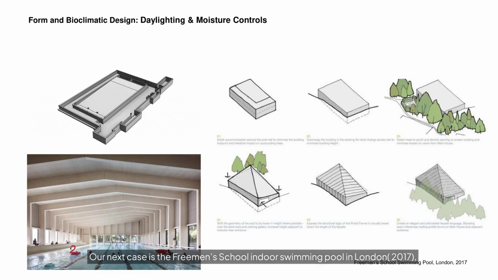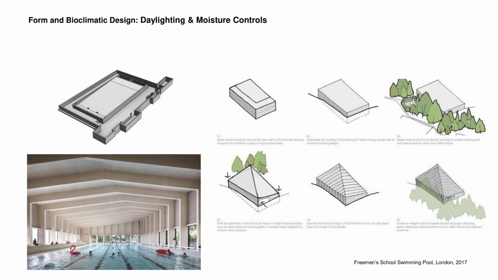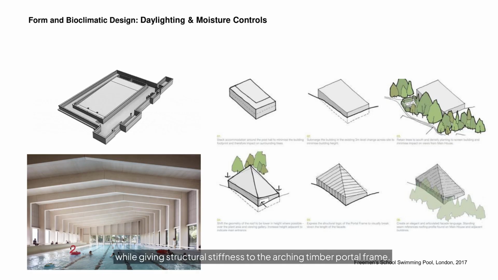Our next case is the Freemen School Indoor Swimming Pool in London, 2017, which tackles the dual challenges of daylighting a pool and controlling its humidity. The slide on the right includes a few small diagrams outlining the design approach. For instance, the pool hall is partially sunk into the ground and nestled among existing trees on the site. The roof is tilted for water collection while giving structural stiffness to the arching timber portal frame.